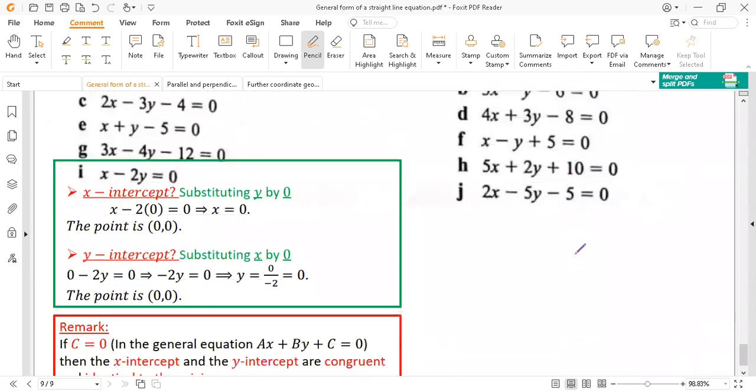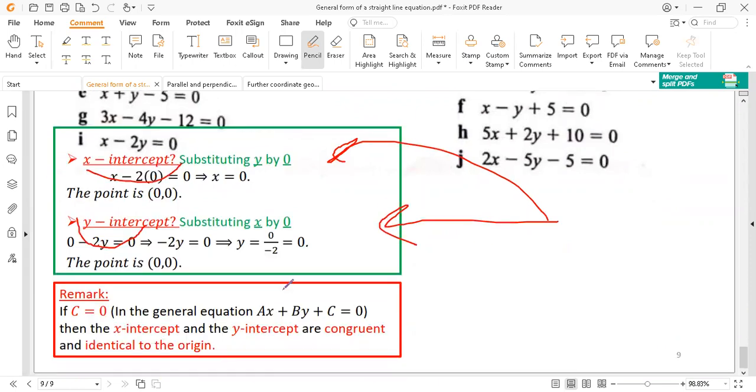Easy, easy. In the same way, to plot any straight line with a general equation, we find its x-intercept and y-intercept, and we obtain two particular points to plot this straight line, because we explained before that two points are enough to plot or to graph a straight line.